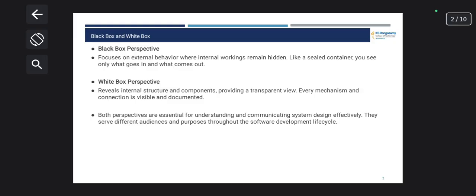So both perspectives are essential. The black box helps us understand inputs and outputs, while the white box helps us understand how the system achieves those outputs. By using both, we can design better systems, communicate ideas clearly, and ensure everything works as expected. So black box equals behavior and white box equals structure. Understanding both gives a complete picture of any system.